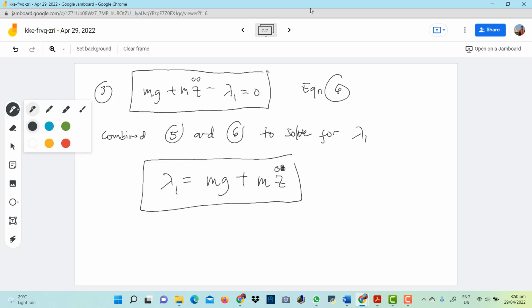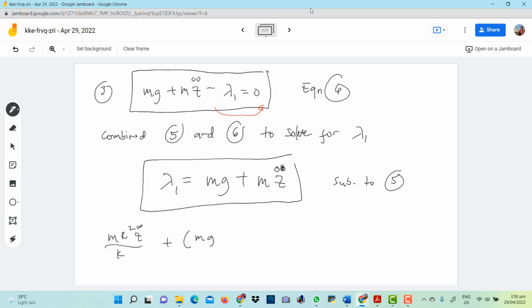I just transpose the lambda 1 there. If I transpose the lambda 1 there, I get this, and then I will substitute this to equation 5. What I will get is this. Equation 5 is given by m r square z double dot over k plus this, the lambda 1, mz double dot times k. And in this case, you can solve for z double dot. That will be your equation of motion along z.